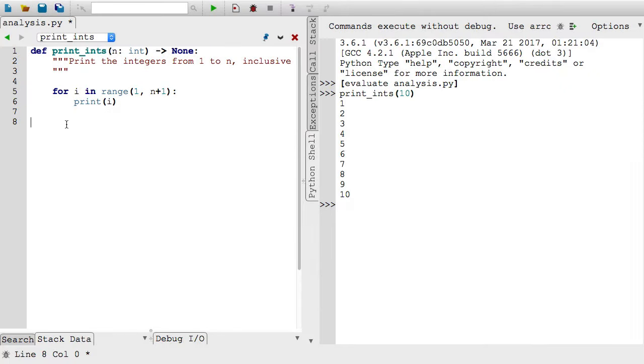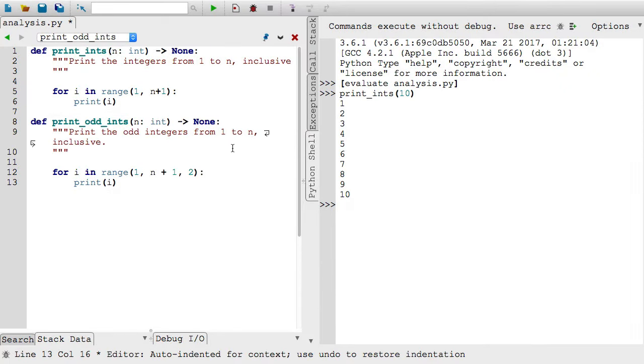Next, let's consider another function. Print_odd_ints prints the odd integers from 1 to n inclusive. We'll call this function with the argument 10 as well. Print was only called 5 times. If the argument were 20, it would be called 10 times. And if the argument were 40, it would be called 20 times. For the first function, the number of print function calls was equal to n. For this one, it's roughly half of n, depending on whether n is odd or even.